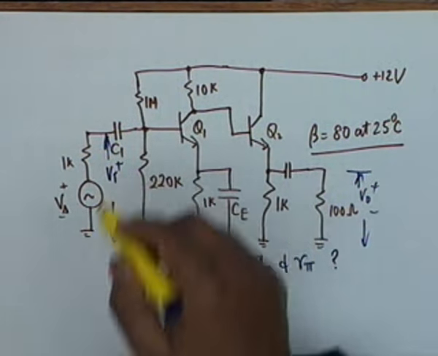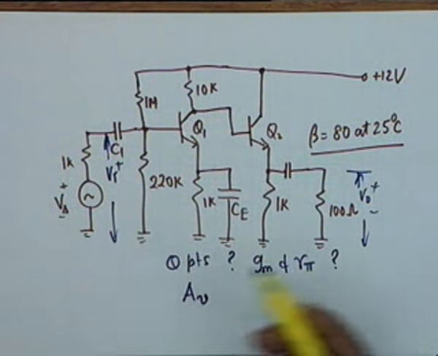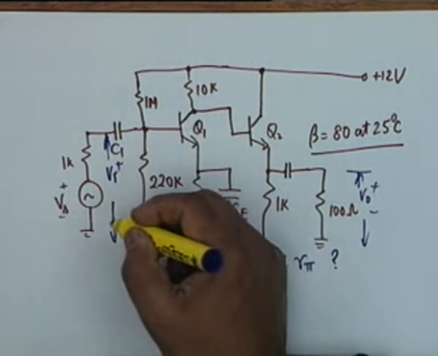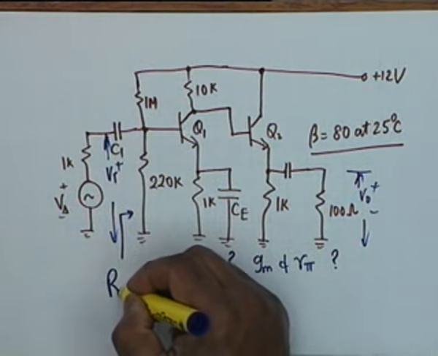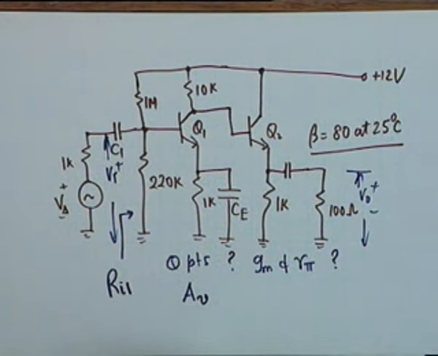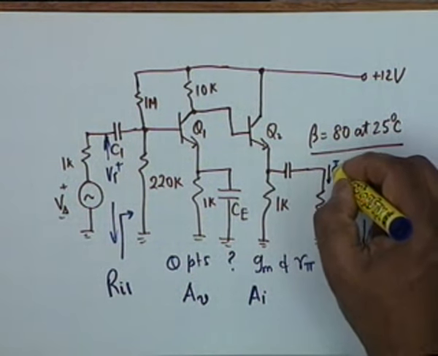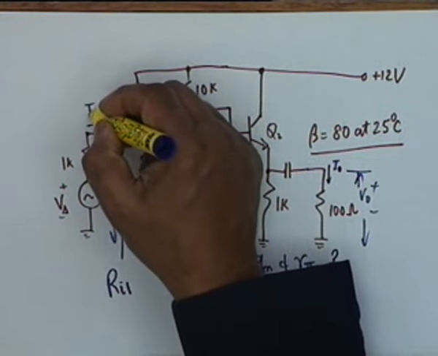If you know V0 by Vi, then you know V0 by Vs also, because all that you have to calculate is the input resistance of stage 1. Now I shall call it Ri1, alright. And Ai, that is I0 by I sub I.